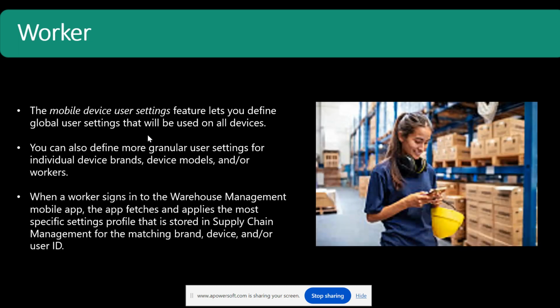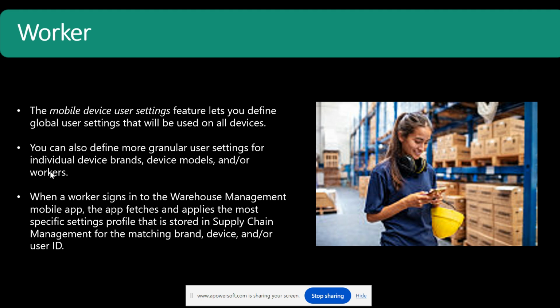When we talk about the worker, like I pointed out here, the mobile device user settings feature lets you define global user settings that will be used on all devices. So when a worker is configured in SCM, it basically applies to all the devices the person is using inside your warehouse. You can also define more granular user settings for individual device brands, device models, and workers. So that's what we will see now, how we can do that.